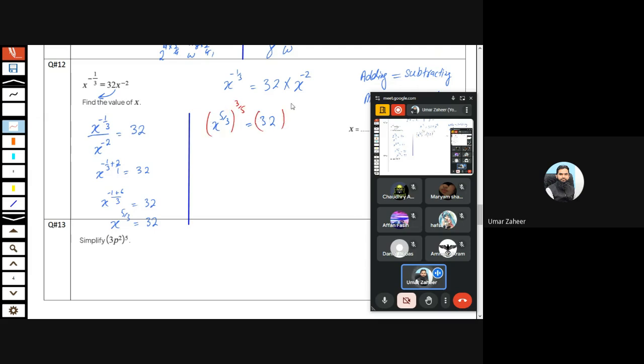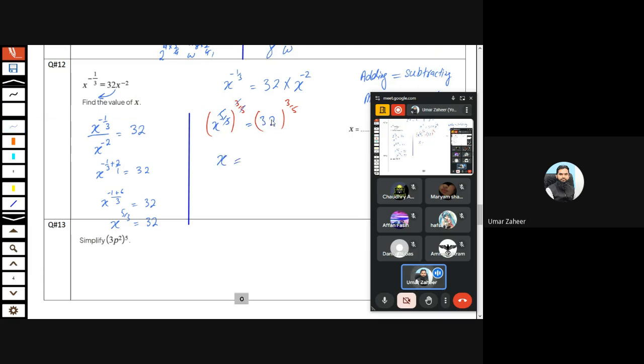Why am I taking 3 by 5? Because I want to remove this power. The 5 will be cancelled out with this 5 and 3 is cancelled out with this 3. That's why I'm taking the power 3 by 5 on both sides, because I need the value of x, not x raised to power 5 by 3. So 5 will be cancelled out with 5, 3 will be cancelled out with 3, and you will get x.